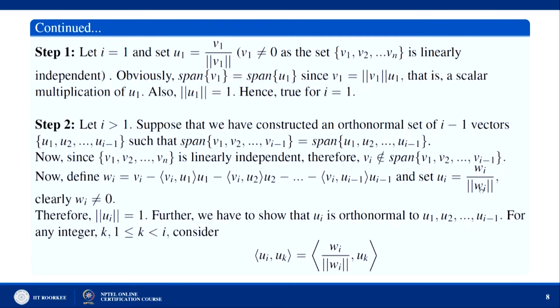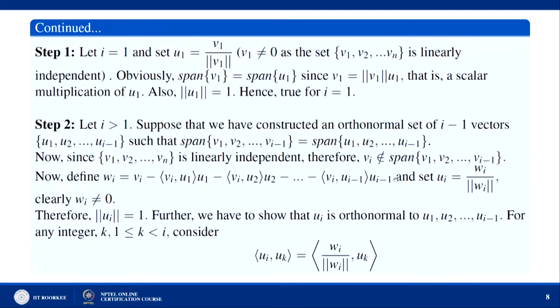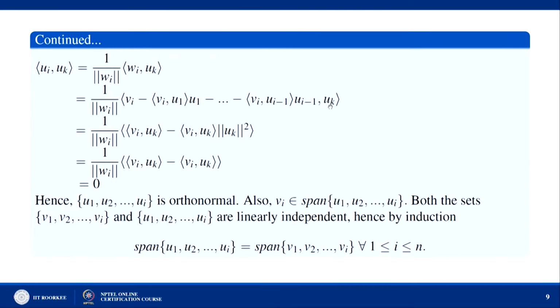Ui is Wi upon norm of Wi, as we have already discussed. This expression of norm of Wi can be taken out by definition of inner product. This Wi is given by this expression, we can substitute it here with Uk. Now U1, U2 up to Ui minus 1 is an orthonormal set, by our assumption of mathematical induction.